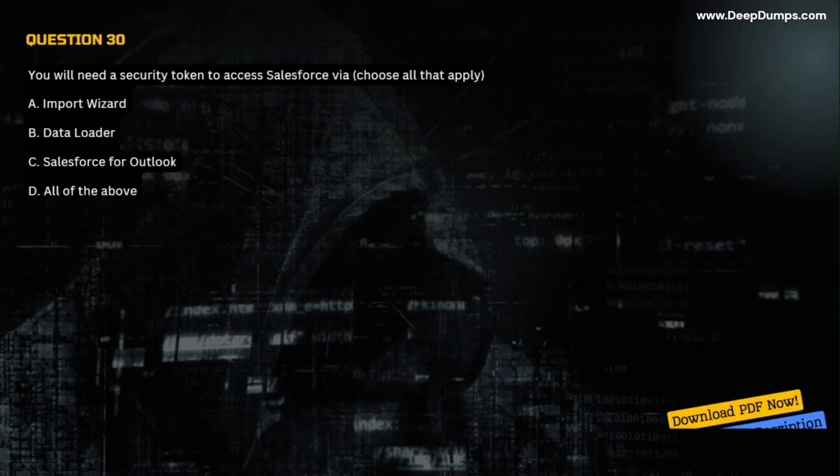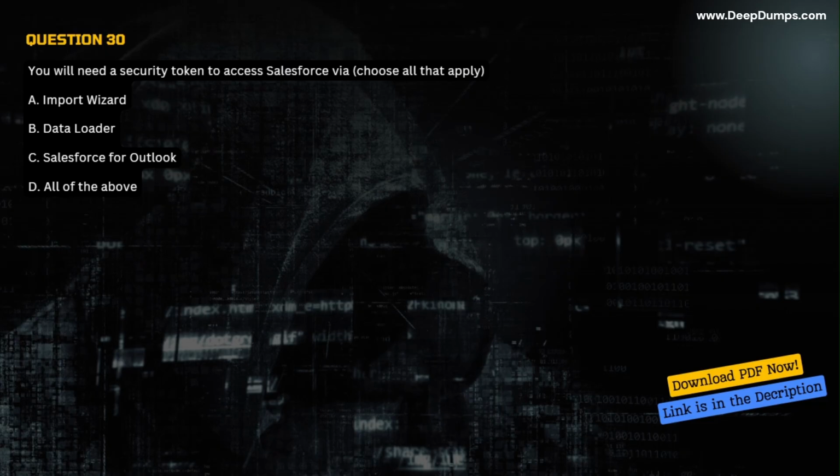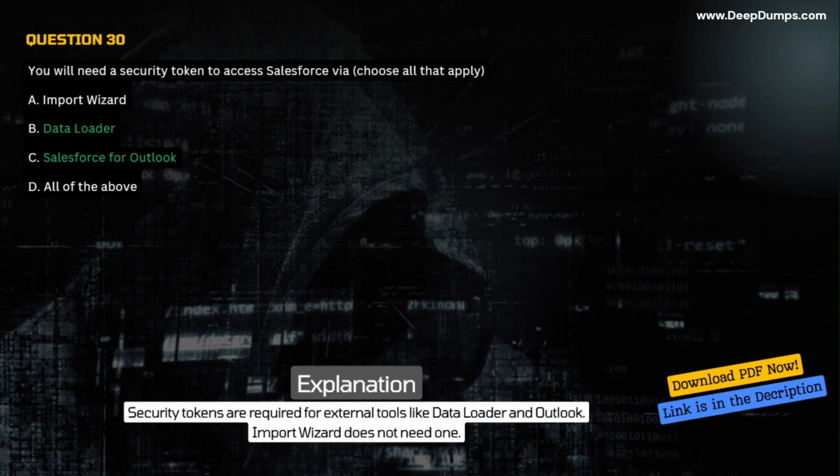Question 30. You will need a security token to access Salesforce via, choose all that apply, A. Import wizard. B. Data loader. C. Salesforce for Outlook. D. All of the above. Correct answer B and C. Data loader. Salesforce for Outlook. Explanation. Security tokens are required for external tools like Data Loader and Outlook. Import Wizard does not need one.